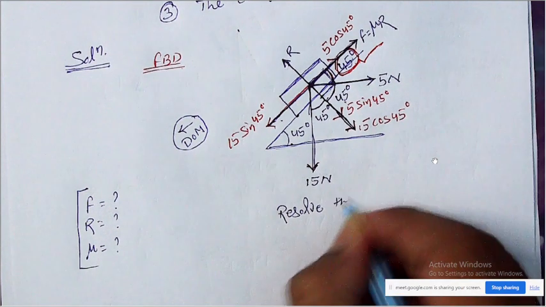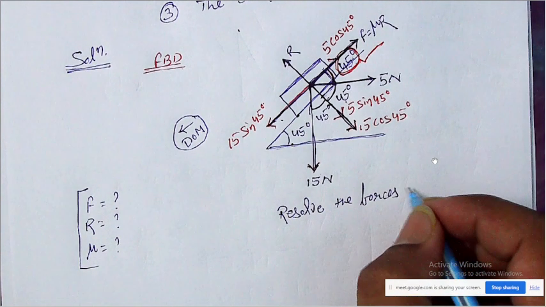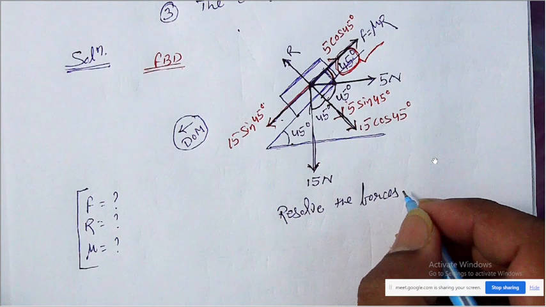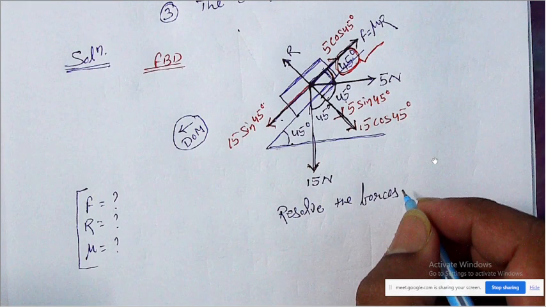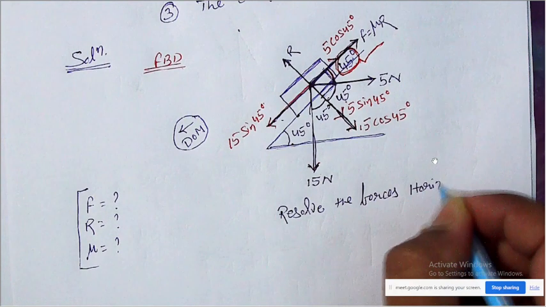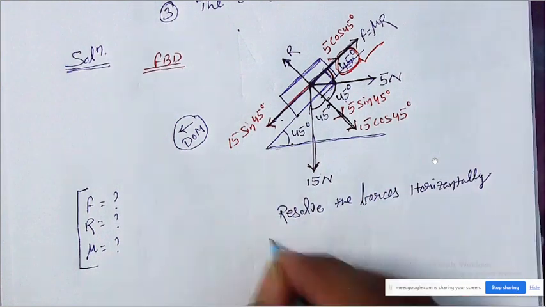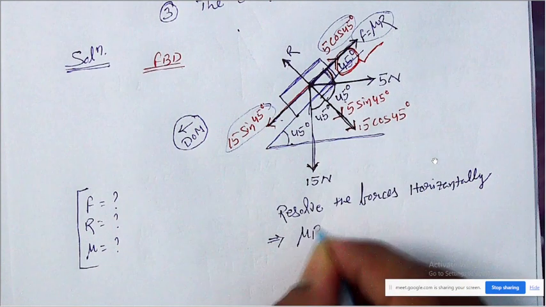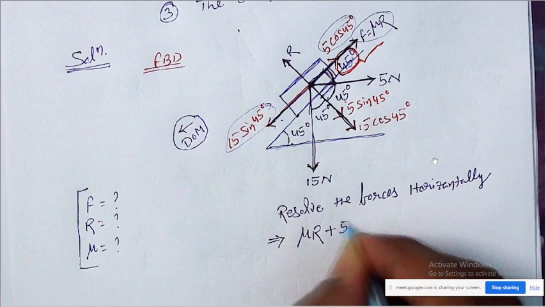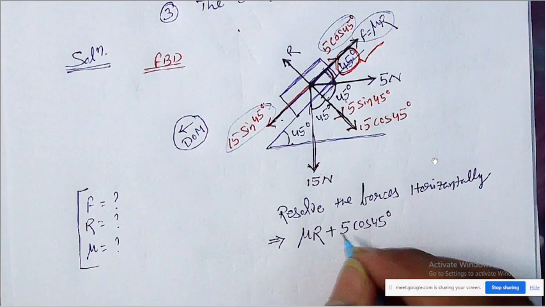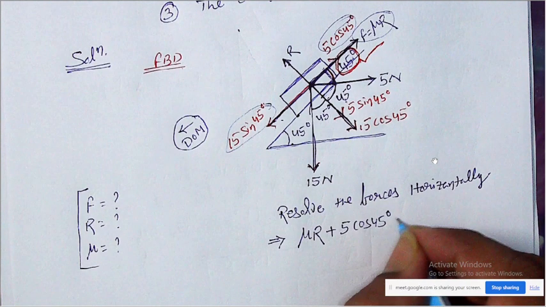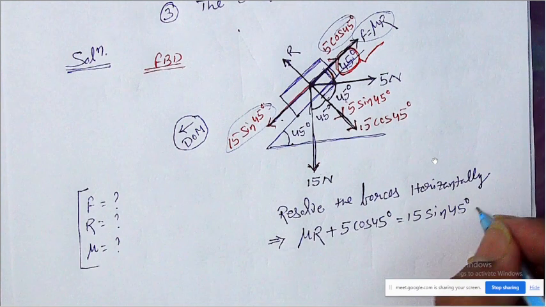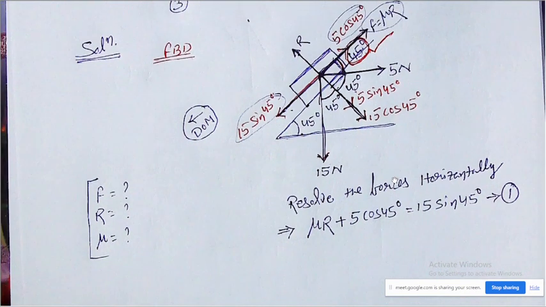So let us see. Resolve the forces horizontally. Now, one question: can I resolve vertically first? Yes, you can resolve vertically first, it is not necessary to do horizontal first, no issue. Resolve the forces horizontally. How many forces are there? Three. mu R plus 5 cos 45 is equal to 15 sin 45. We have two unknowns here, mu and R. So let us go to the next.